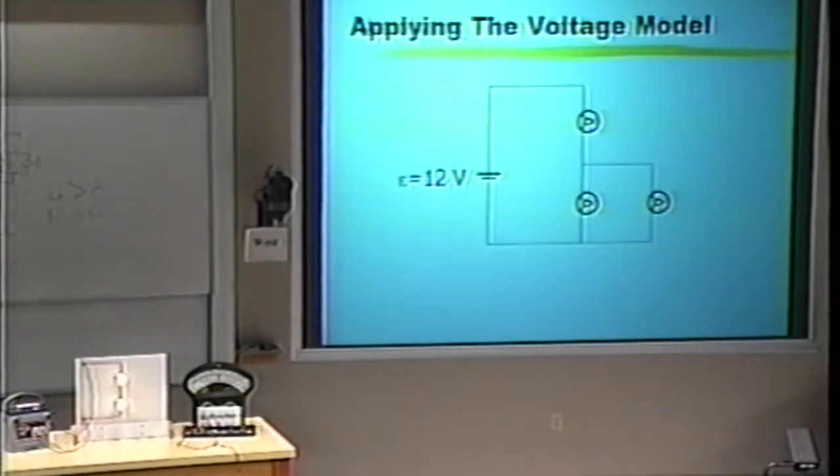I've got this circuit here, 12-volt battery, and I've got three bulbs. How would you rank those bulbs? What would be the brightest bulb? The top one, obviously. And I'm just going to represent that with a darker red line.